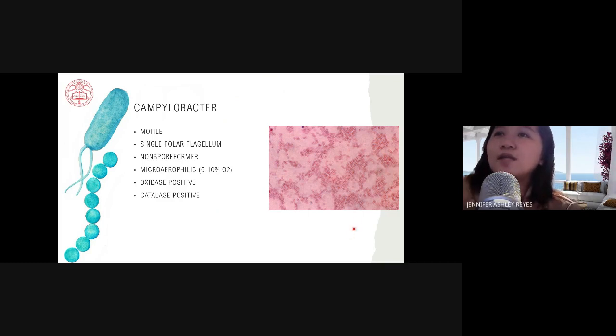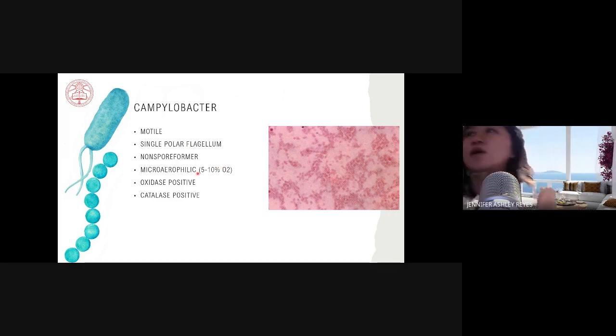species. So as I recall, ano nga ba ang basic characteristics ng ating Campylobacter species? So your Campylobacter are motile with single polar flagellum. And they are non-spore former and they are microaerophilic. So nabubuhay sila in about 5 to 10% oxygen content. So their basic biochemical characteristics are that they are oxidase positive and catalase positive. So mayroon silang catalase na enzyme.